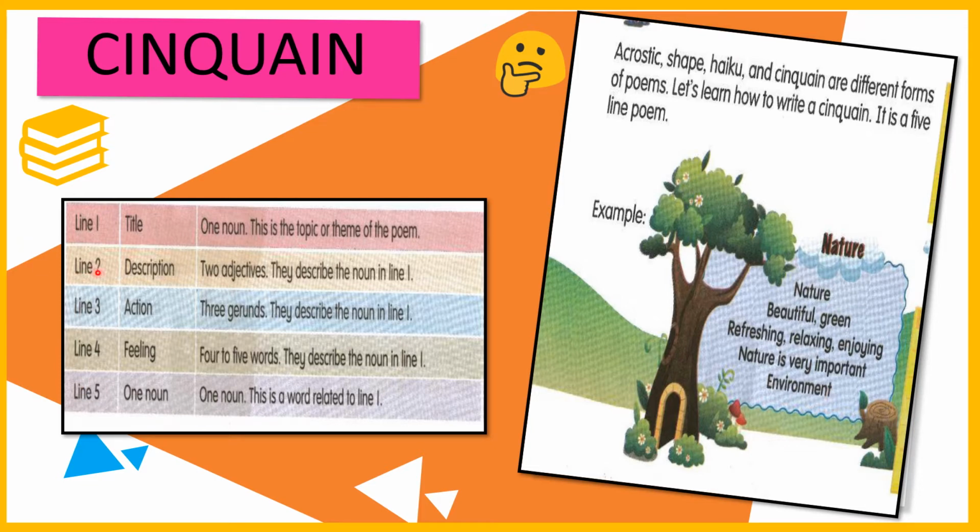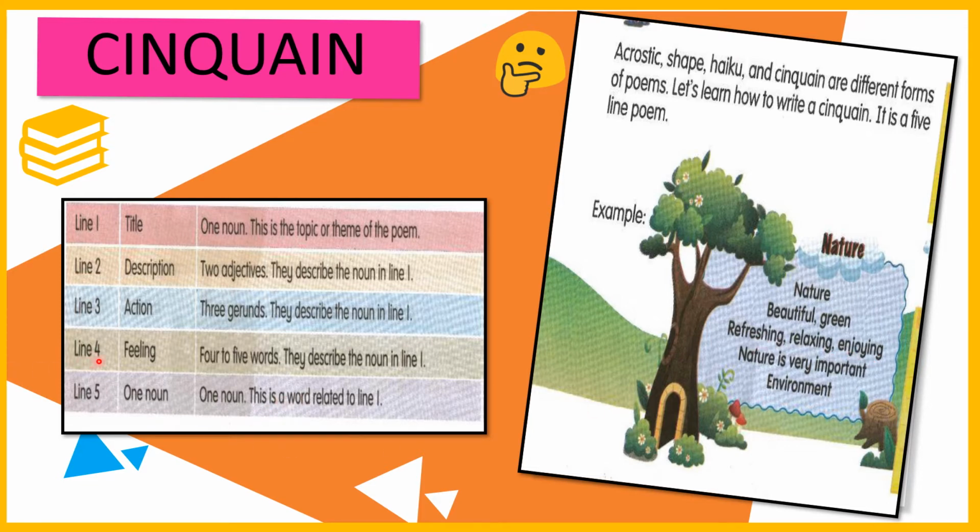Look at the next line, line 2. Description. So we use 2 adjectives, and they describe the noun. So the words beautiful and green are the adjectives describing the topic, the theme. Line number 3, action. So we use 3 gerunds. They describe the noun in line number 1. So we use gerunds here: refreshing, relaxing, enjoying.